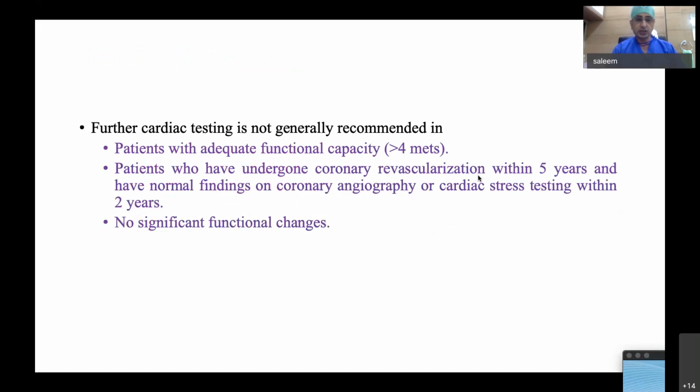Further cardiac testing is not generally recommended in patients who have adequate functional capacity with more than 4 metabolic equivalents. Patients who have undergone coronary revascularization within 5 years and have normal findings on coronary angiography or cardiac stress testing within 2 years, and there is no significant functional change within these 2 years.